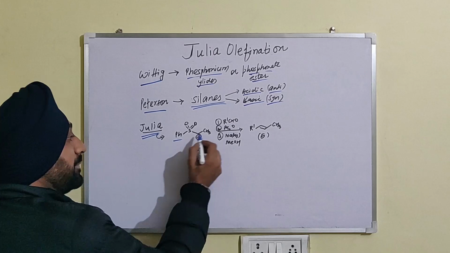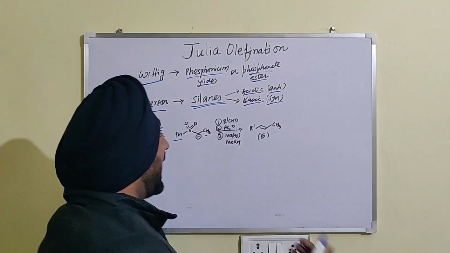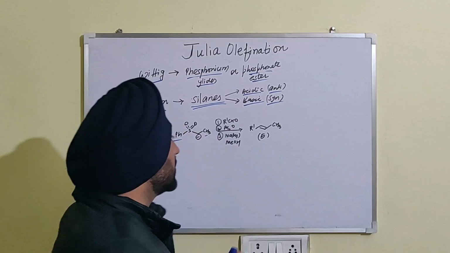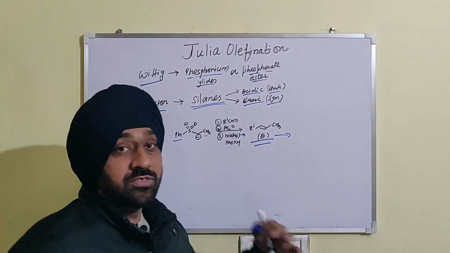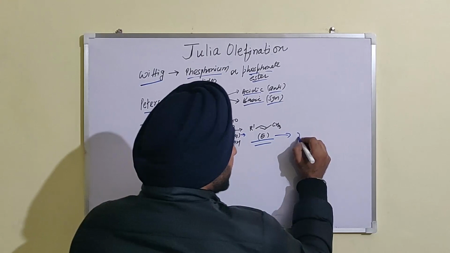sulfone, in fact the methylated phenyl methyl sulfones, are treated with an aldehyde, followed by converting the beta hydroxy sulfones into a good leaving group, which is then subjected to reductive elimination using sodium amalgam to give us the exclusive E olefin. This is one of the beauties of this reaction, that we end up getting exclusively the E product, and these reactions are highly stereoselective in nature.